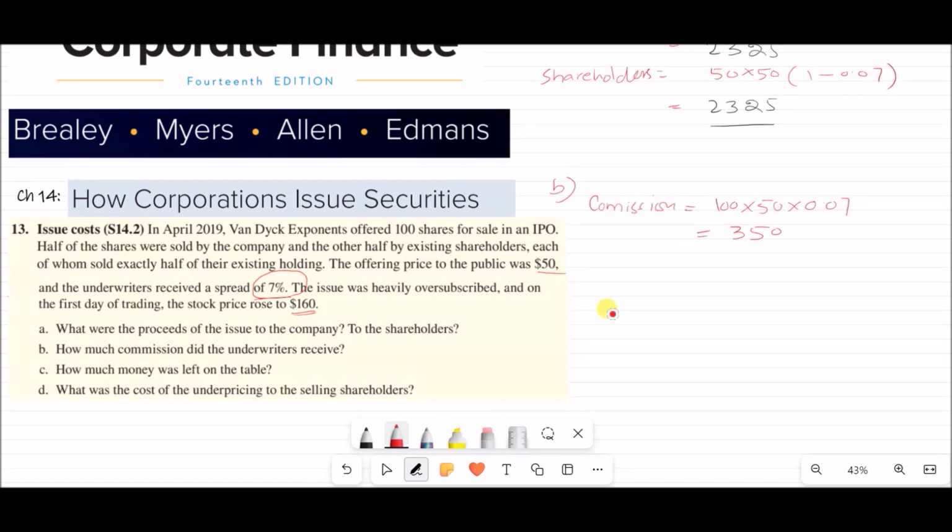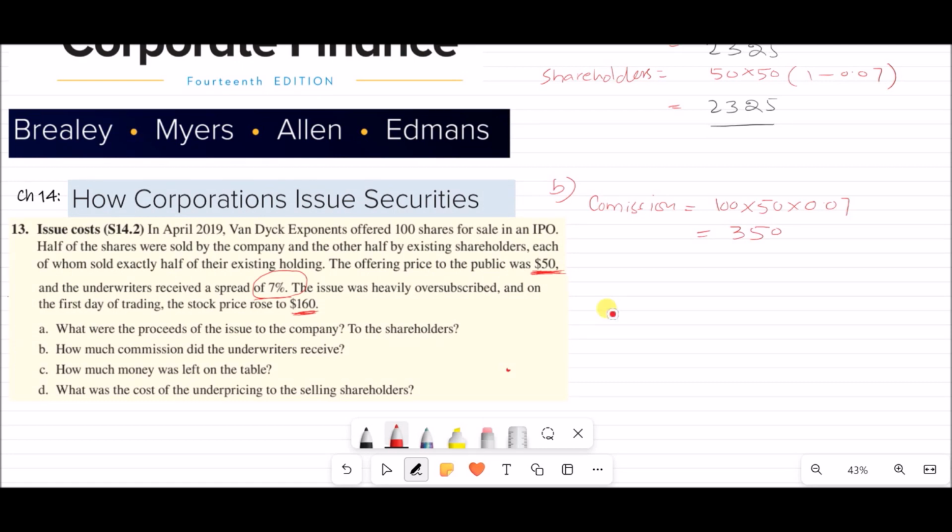Then we have part C, how much money was left on the table. So money left on the table is actually the underpricing, or the money which the company had left on the table for those investors who have bought the shares in an IPO. So if we see from the questions, we know that the company offered the share at 50 to the general public, and on the first day its price rose to 160. So the difference between these two is actually the money left on the table.